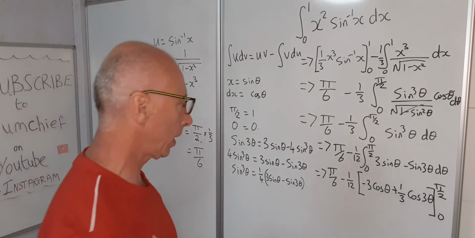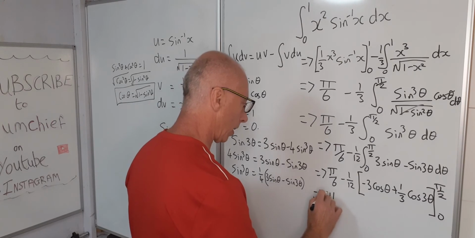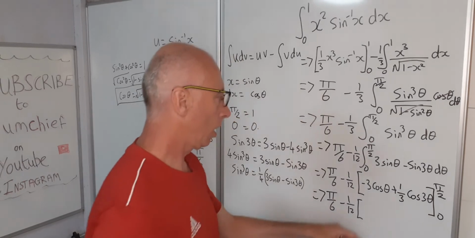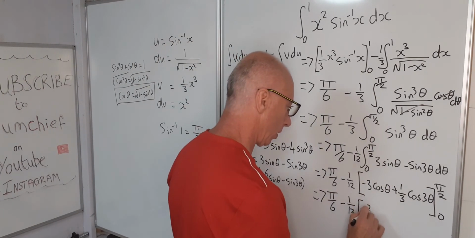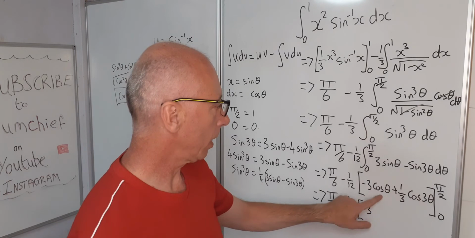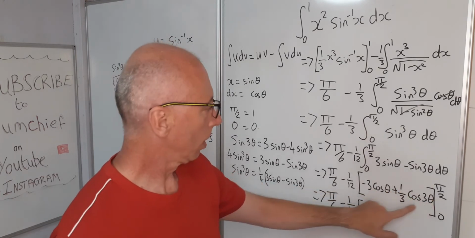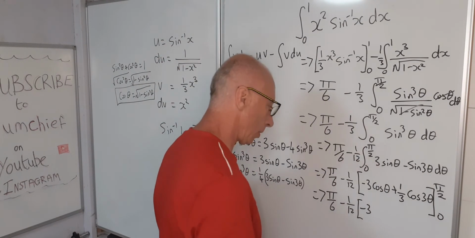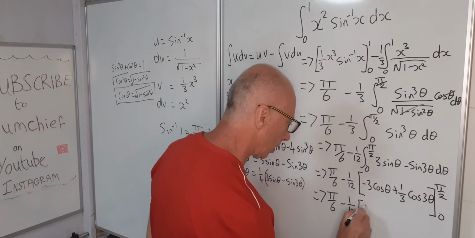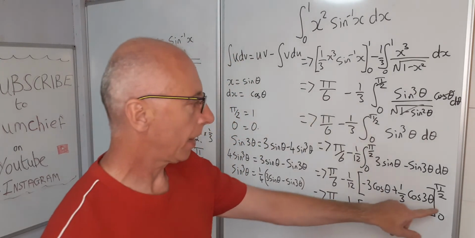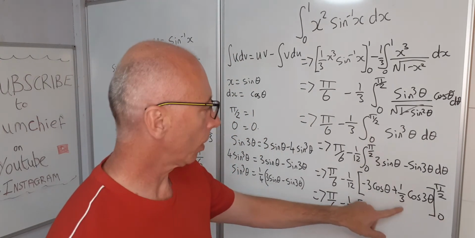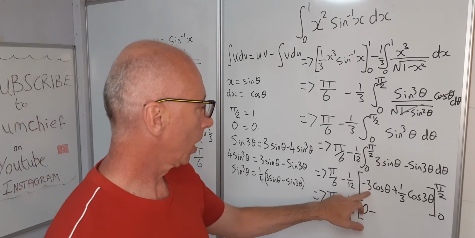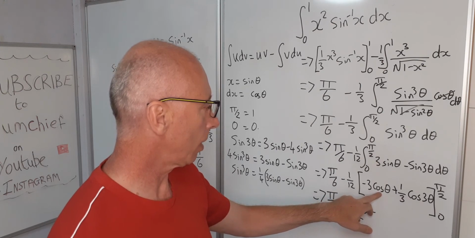Okay, so now we're ready to evaluate. So we've got pi over 6 minus 1/12, minus 3. So when cosine is pi over 2, it's always 0. So all these first ones are 0. So we can just put a 0 in there at the beginning. So let's put a 0 there first, and then evaluate at 0. Because cosine of 0 is pi over 2. So minus 3 times cosine 0.